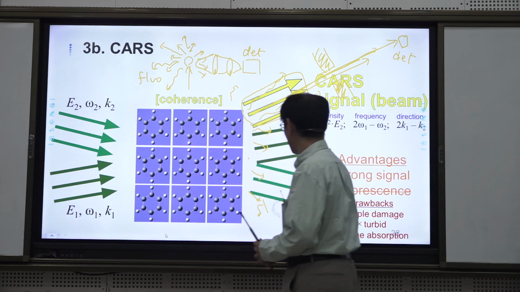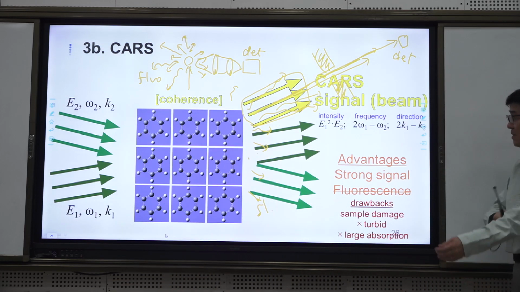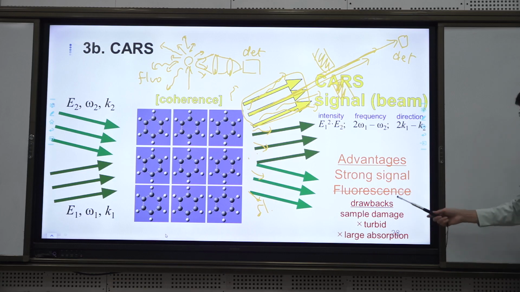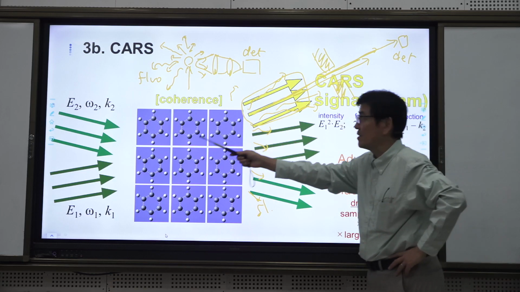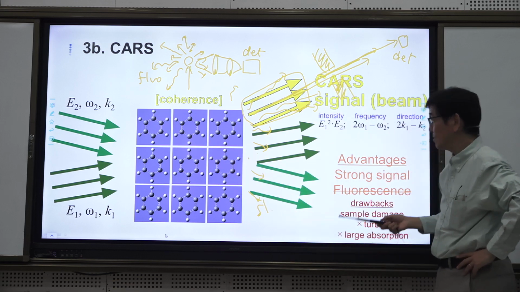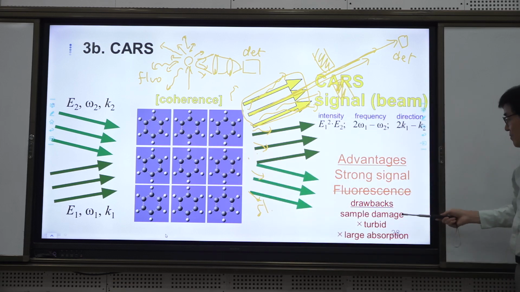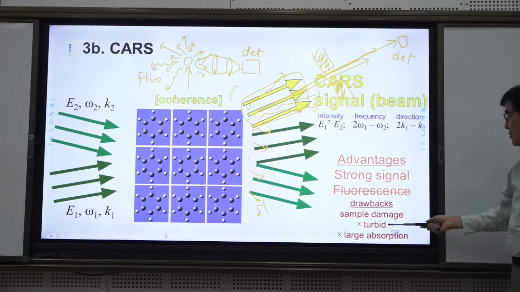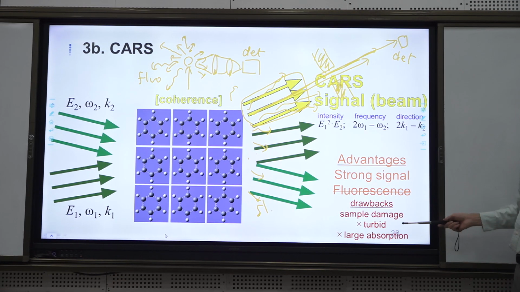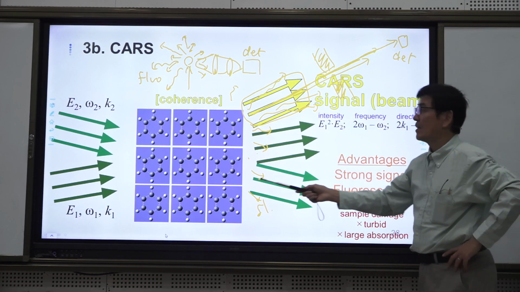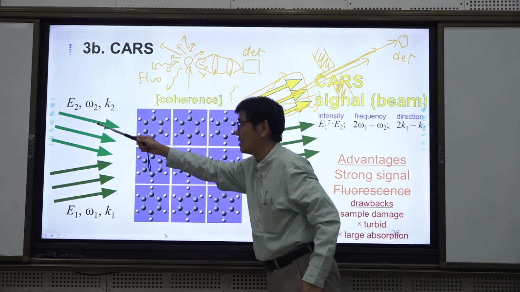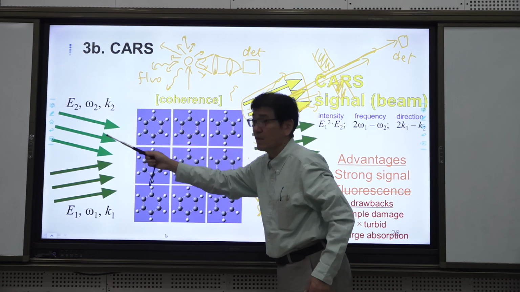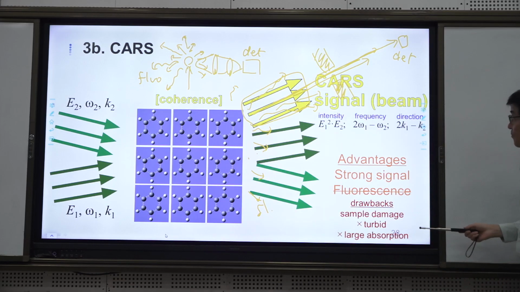It's an advantage. On the other hand, there are drawbacks. Because of the intense electric field of the light, it can damage the sample. And this method is not available for turbid samples. And this is not available if the excitation beam is absorbed.